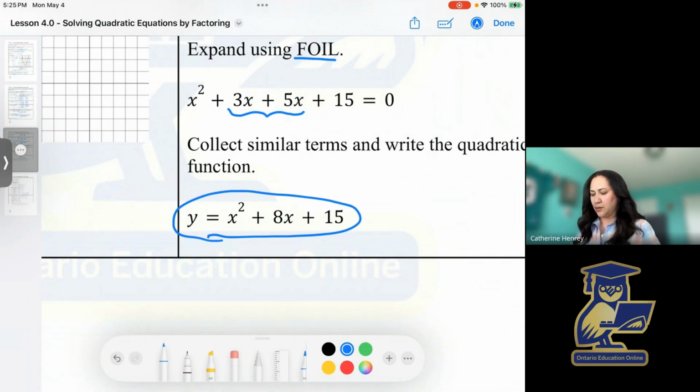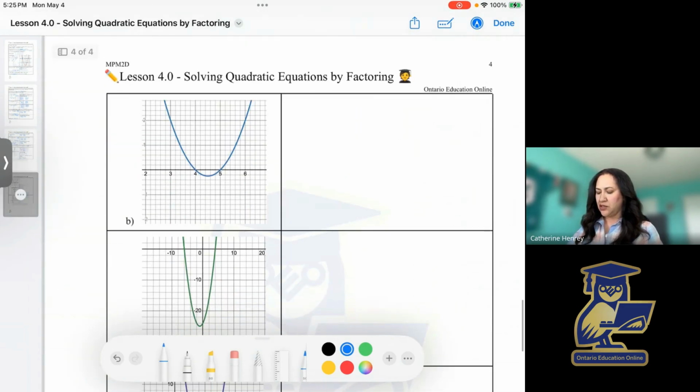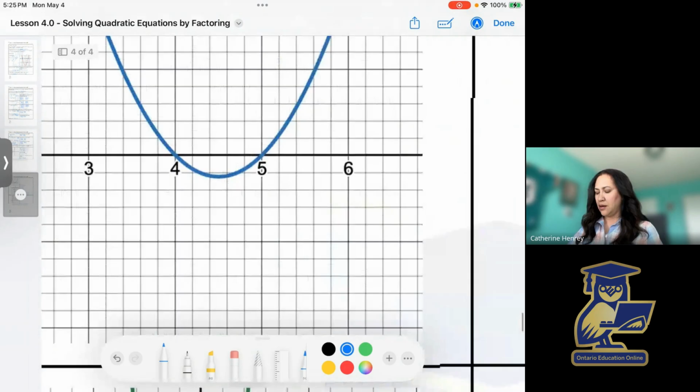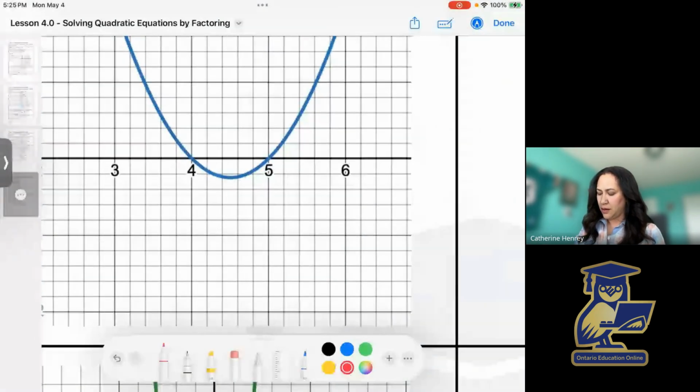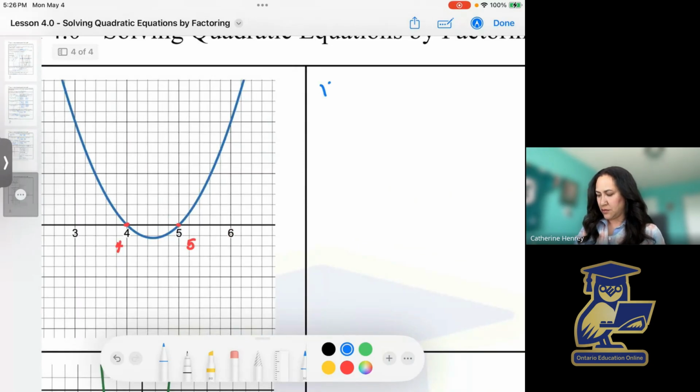Let's take a look at a couple of other examples. Going to the next page. Let's zoom in here again. And here are our x-intercepts. And it looks like this one is 5, and over here this one is 4. So my x-intercepts, we have x equals 5, and we have x equals 4.